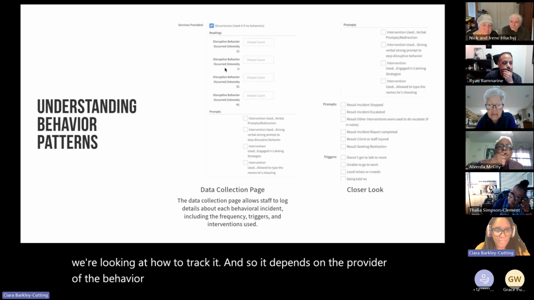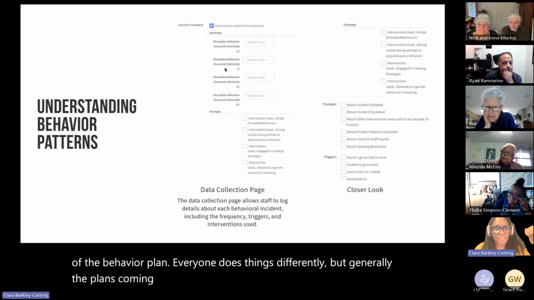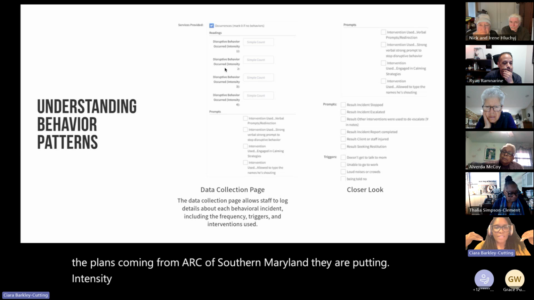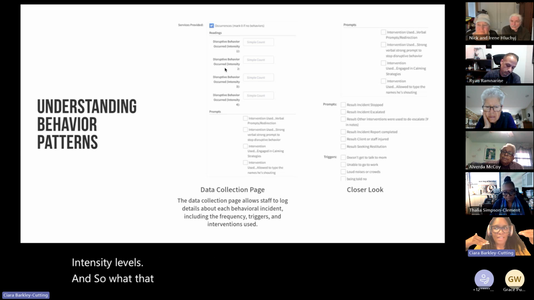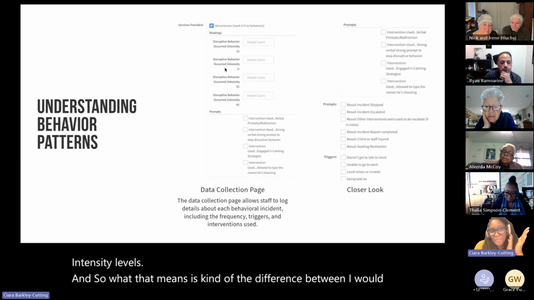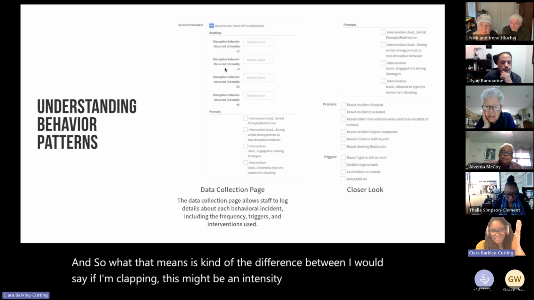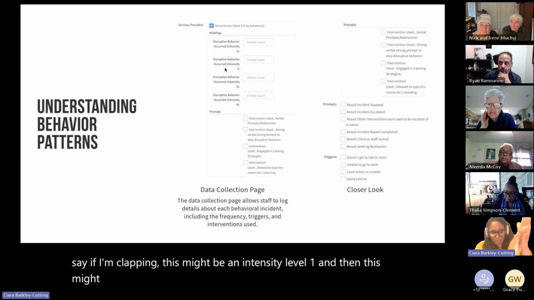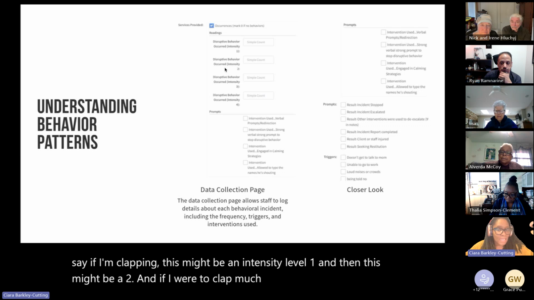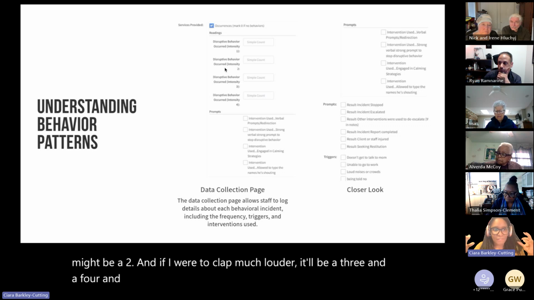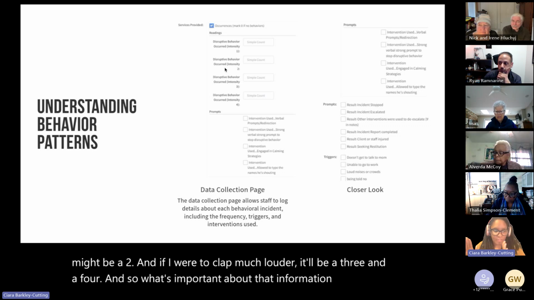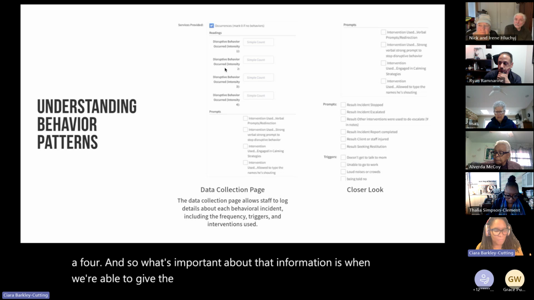Everyone does things differently, but generally the plans coming from Arc of Southern Maryland are putting intensity levels. What that means is, if I'm clapping, this might be an intensity level 1, and then this might be a 2. If I were to clap much louder, it'll be a 3 and a 4.